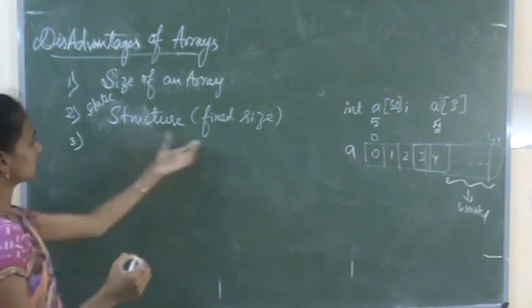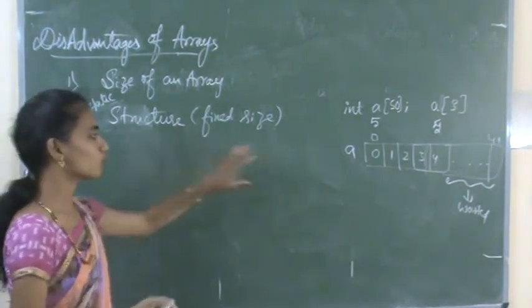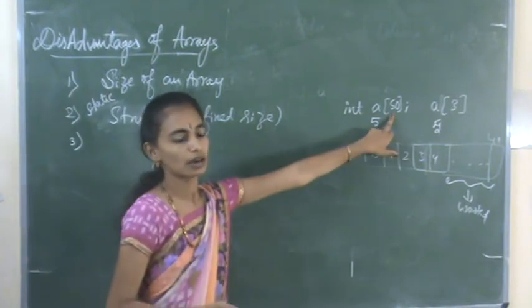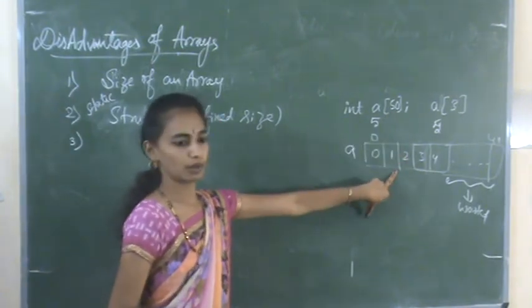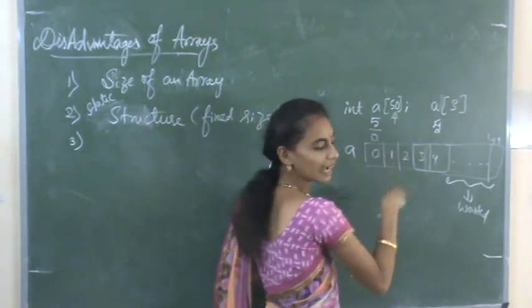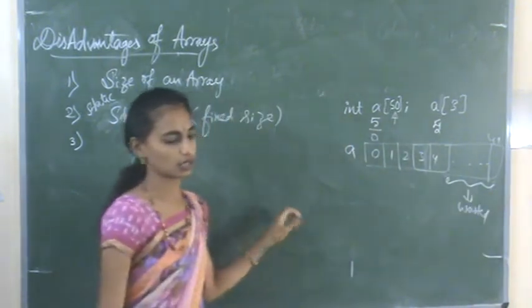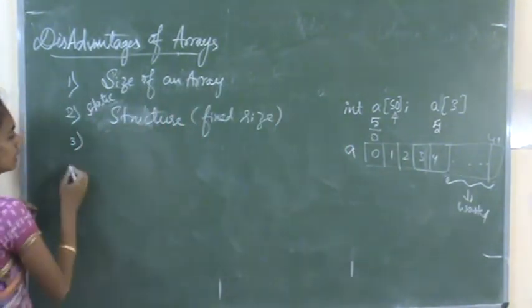Since we know that it is a fixed size, if we allocate more memory space compared to the required memory space, the remaining will be wasted. The required memory is only 5, but I allocate the memory 50. So the remaining will be wasted. So that is the third disadvantage.